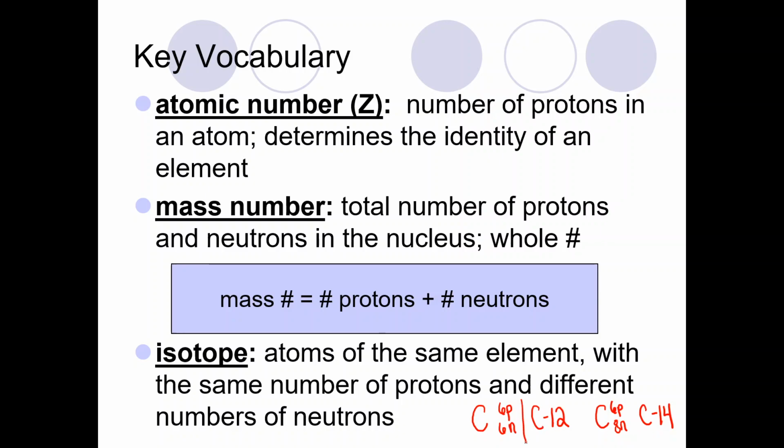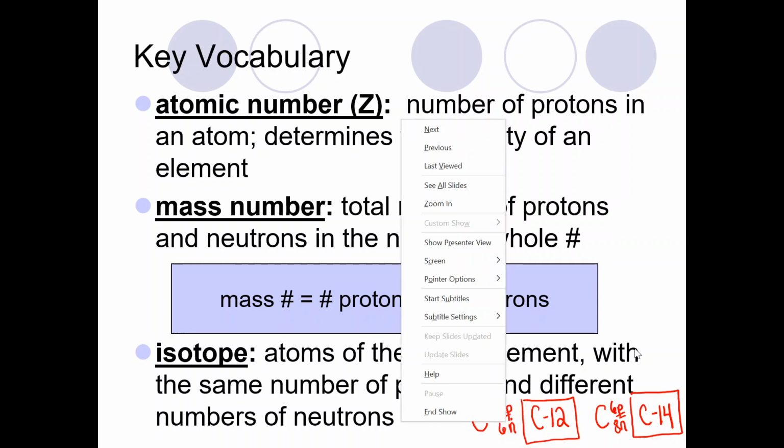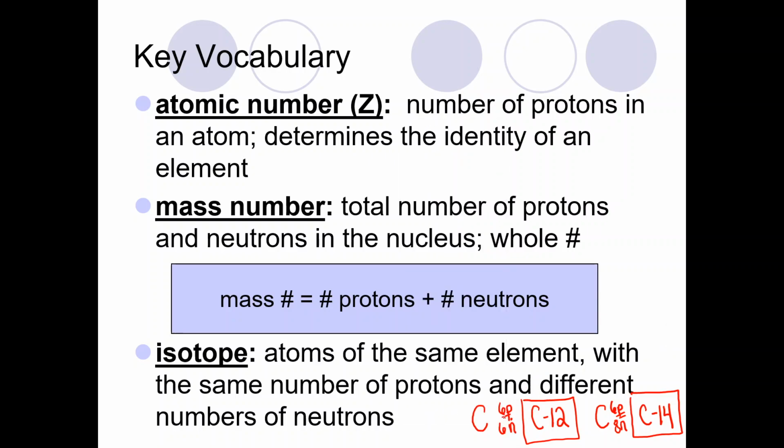These are 2 different isotopes of carbon. They're both carbon because they have 6 protons. That's what makes it carbon. But if you have differing numbers of neutrons, you have 2 different isotopes. And you can see that I wrote those 2 different isotopes with a dash and the mass number. That's one way to write it.